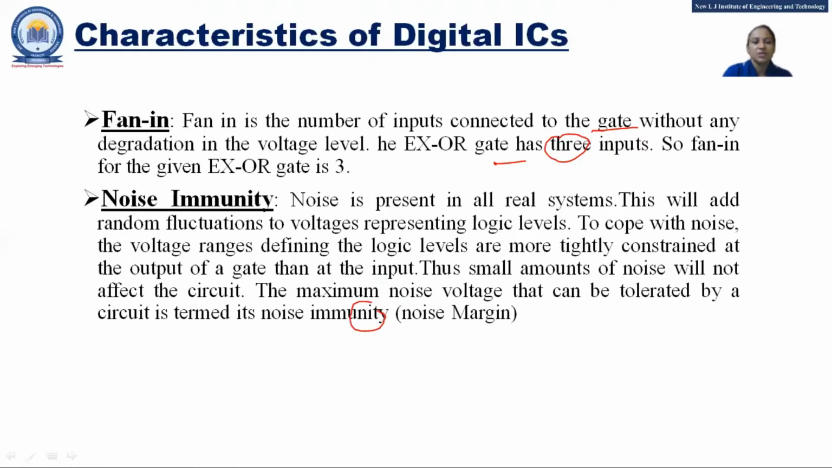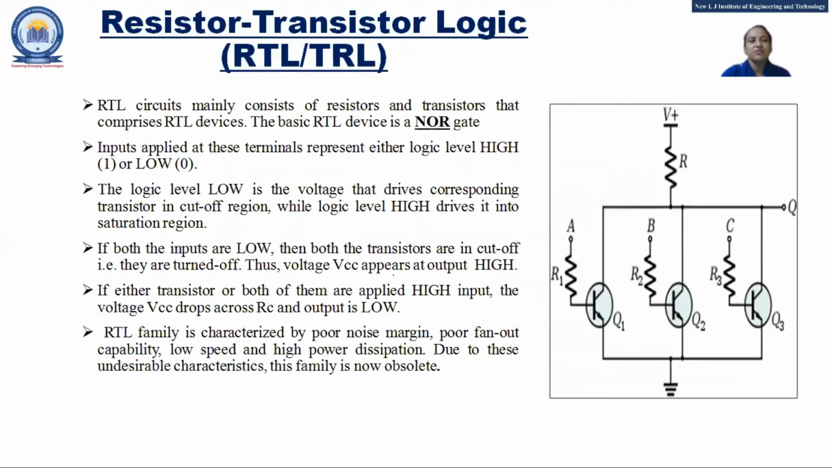The maximum noise voltage that a circuit can tolerate is known as noise immunity or noise margin. Now we will see the first logic, the saturated logic family, that is resistor transistor logic. The basic gate for resistor transistor logic is the NOR gate, and as its name implies, resistor transistor, it uses resistors as well as transistors. Here the high input is logic 1 and the low input is logic 0.